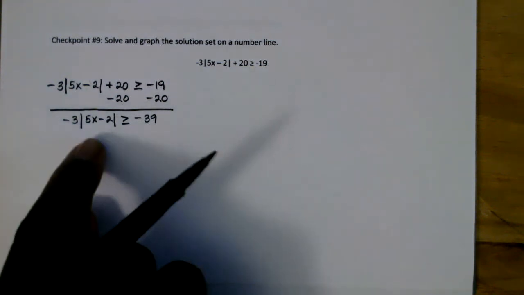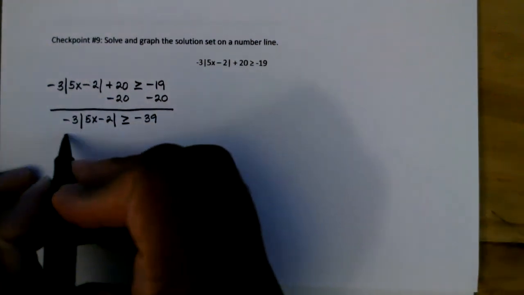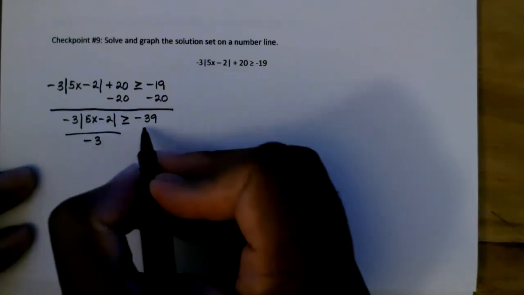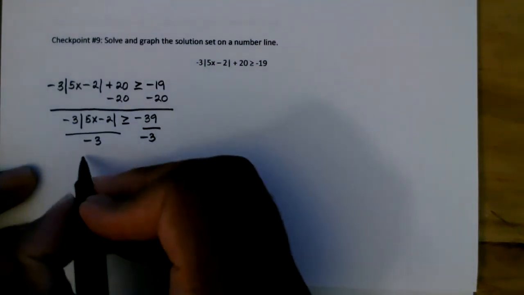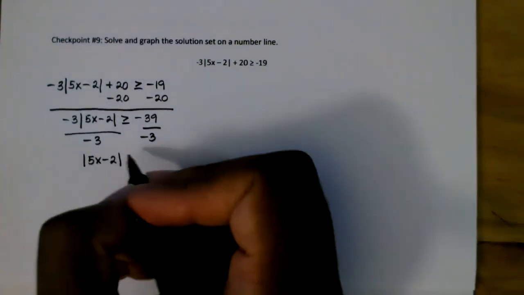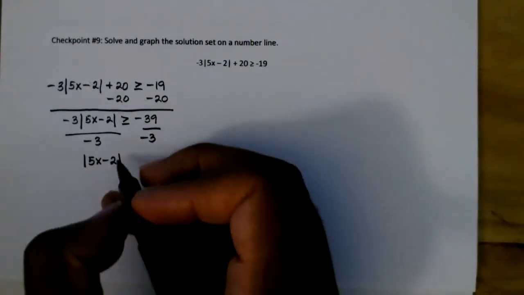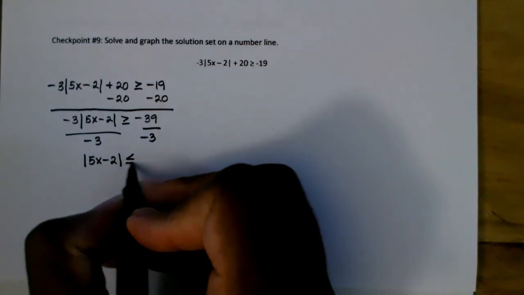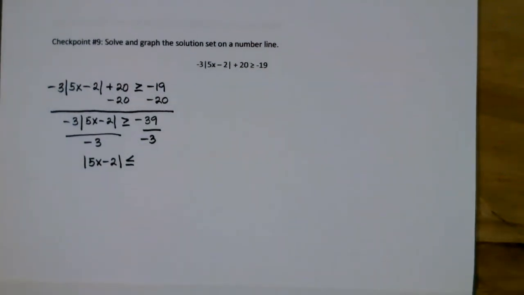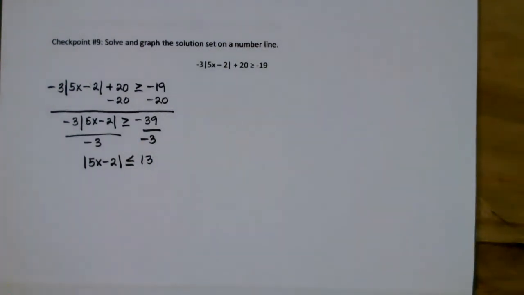And now to get the absolute value of 5x minus 2 by itself, I'm multiplying by -3, so I need to divide both sides by -3. Now, what happens here is this. I'm dividing an inequality on both sides by -3. That means this greater than or equal to symbol changes to less than or equal to. And then -39 divided by -3, that's going to be 13. So I got the absolute value of 5x minus 2 is less than or equal to 13.